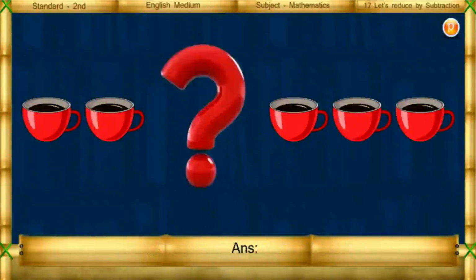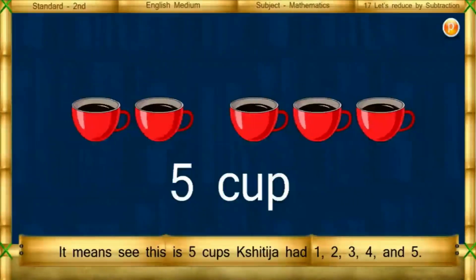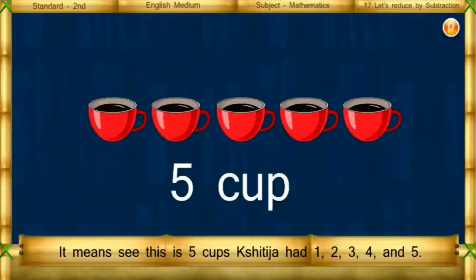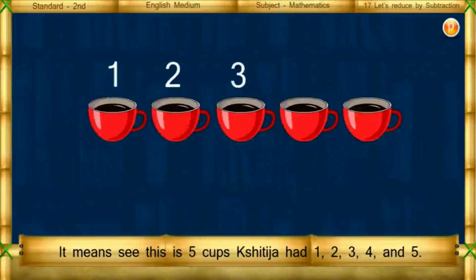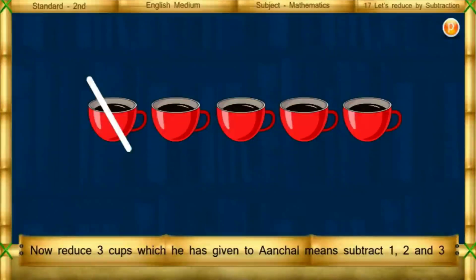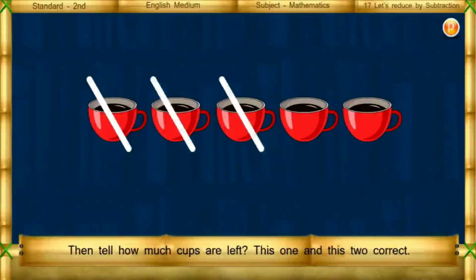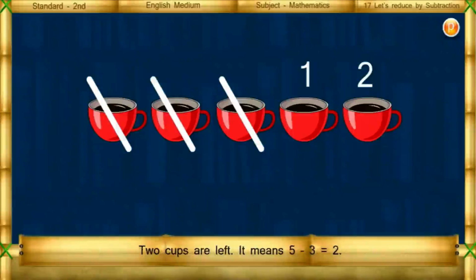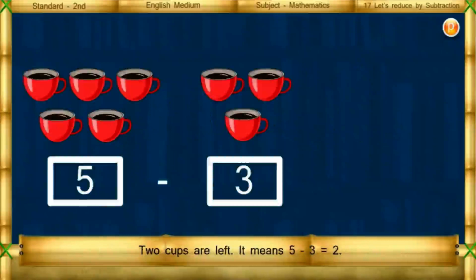Answer. It means, see, this is 5 cups Kshitija had. 1, 2, 3, 4 and 5. Now reduce 3 cups which she has given to Achal. Means subtract 1, 2 and 3. Then tell how many cups are left? This 1 and this 2. Correct. 2 cups are left. It means 5 minus 3 equals 2.